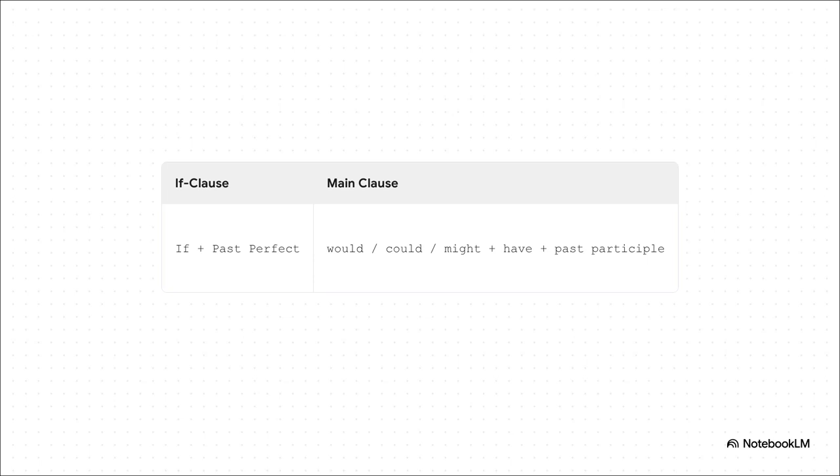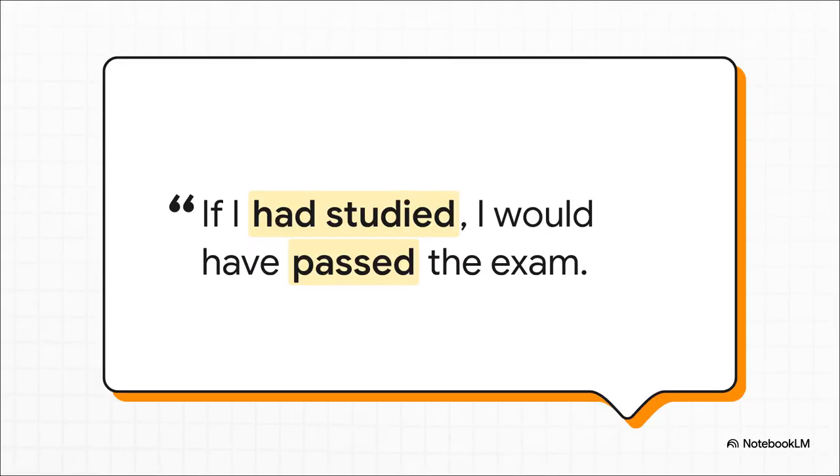Okay, the structure here looks a little more complex, but trust me, it's perfectly logical. The if clause uses the past perfect, if I had studied. Think of this as dialing in the coordinates on our time machine to a specific point before something else happened in the past. Then, the main clause, the would have part, shows us the alternate result, the timeline that never actually happened. This example, this is the third conditional in a nutshell. You can just feel the regret, can't you?